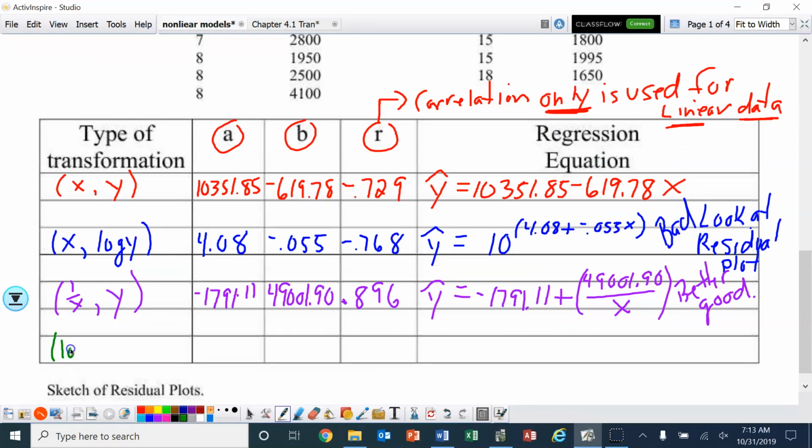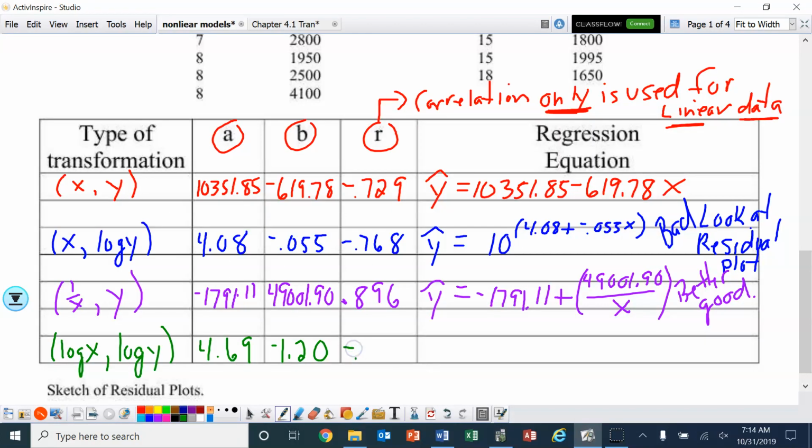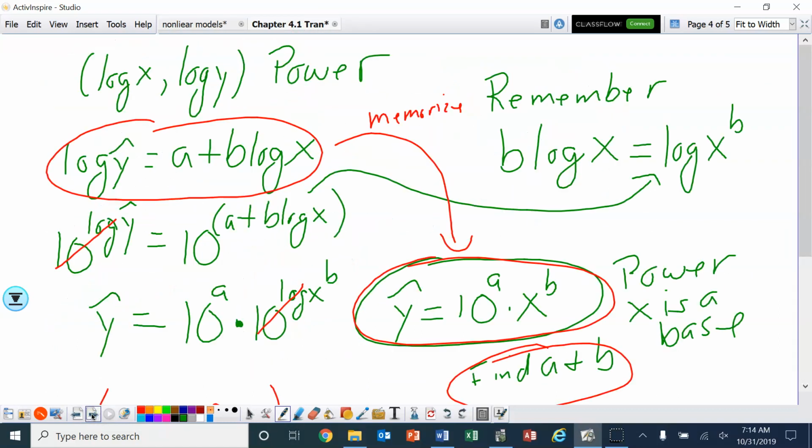So we took the log of X and the log of Y. So what did we find? We found A to be 4.69. Double check that. Yep. And we found B to be negative 1.20. And the R value, let's double check that. Okay, the R value is negative 0.829. Cool. All right, now I'm going to go back to my work, this one right here. All right, so this is what we want.